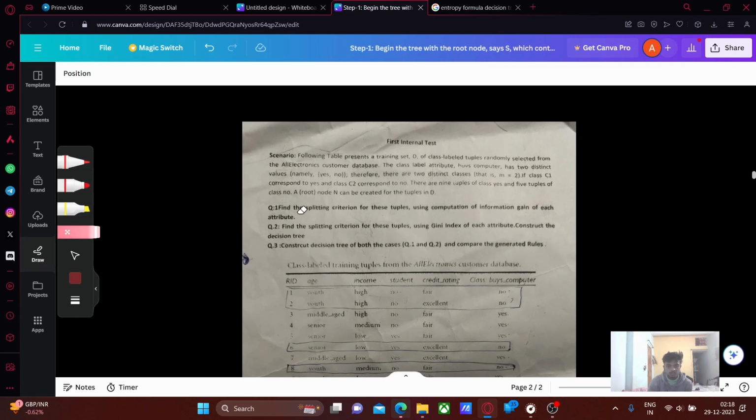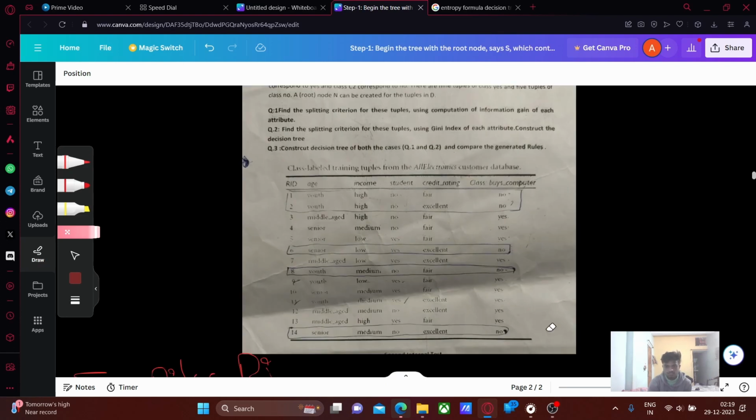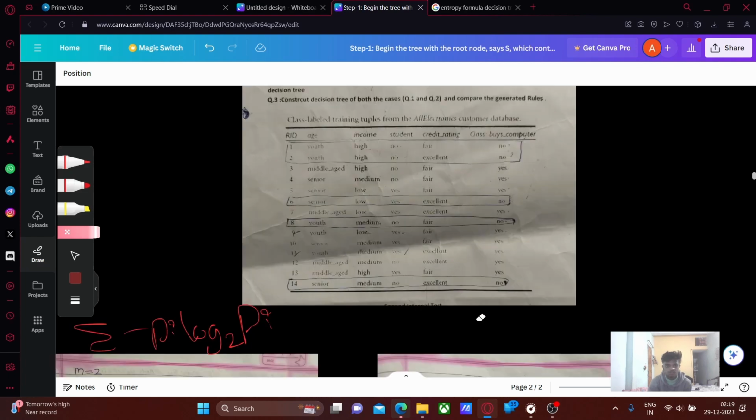So our first question is to find the splitting criterion for these tuples using computation of information gain of each attribute. Our second question is to find the splitting criterion for these tuples using the Gini index of each attribute and construct a decision tree. And third is to construct the decision tree for both cases, question 1 and 2, and compare the generated roots. So this is our table which you have to use.